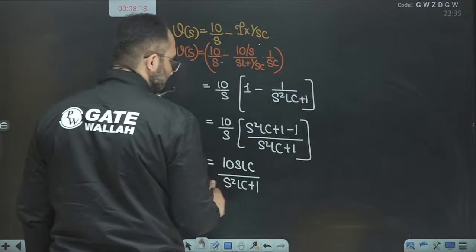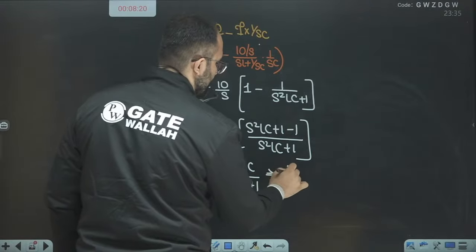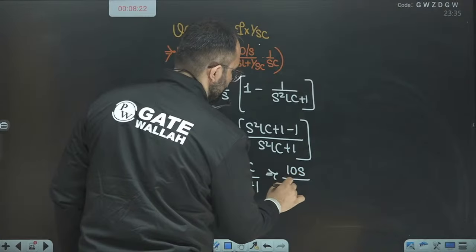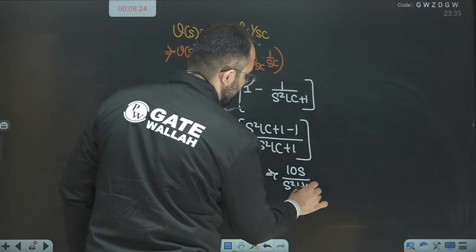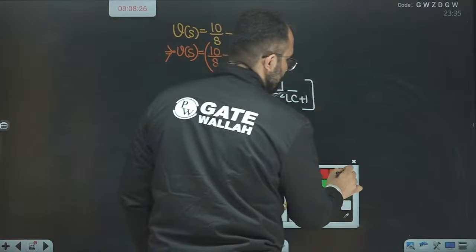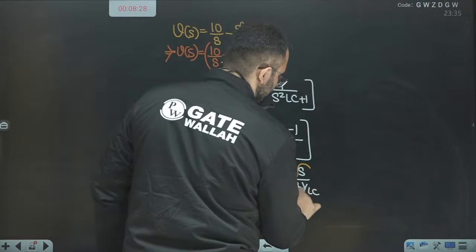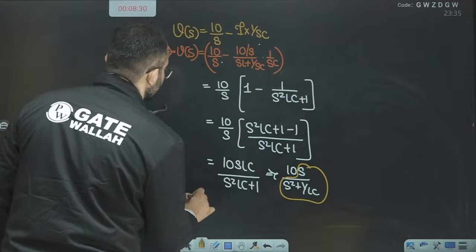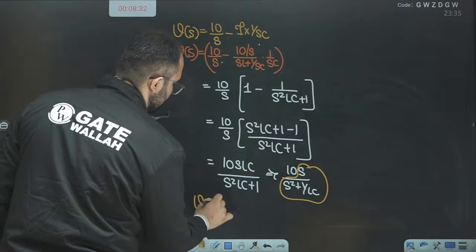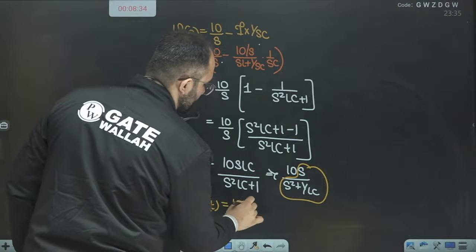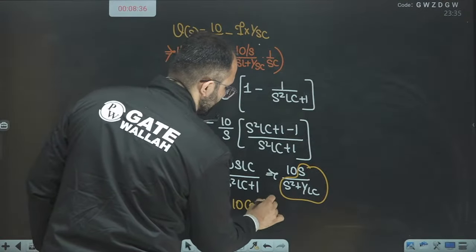We can take LC as a common. So it is 10 S upon S square plus 1 upon LC, and this will become a cosine one. So the voltage across the capacitor will be 10 cos of omega naught t.